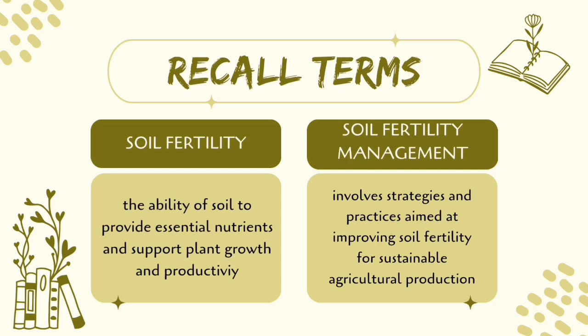In the previous lesson, we learned that soil fertility is the ability of soil to sustain plant growth by providing essential nutrients. We have 17 essential nutrients: macronutrients, micronutrients, all of those nutrients that plants need. And soil fertility management refers to the practices and strategies used to maintain and improve soil fertility and to enhance soil productivity. Those are the terms we discussed in previous topics.